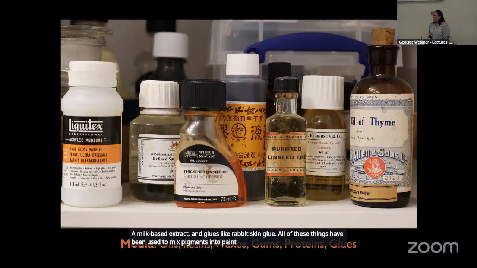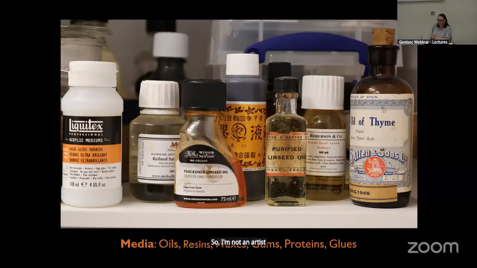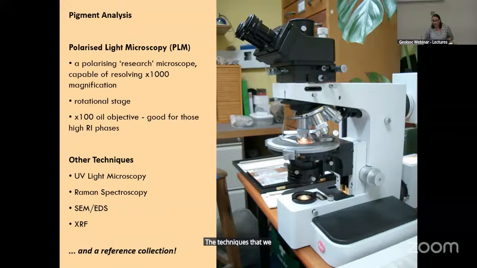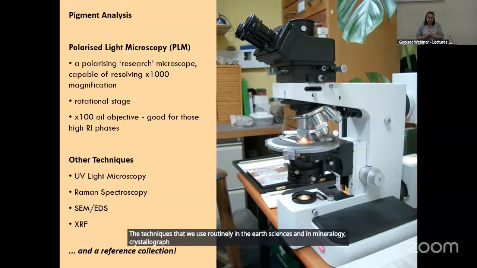I'm not an artist, but I'll have a good go. I came into pigments purely as a mineralogist, from a geological background, and I use the techniques that we use routinely in the earth sciences, in mineralogy, crystallography and so on, to identify materials in cultural heritage. And as Nat said, I work on ceramics and stone as well as pigments.